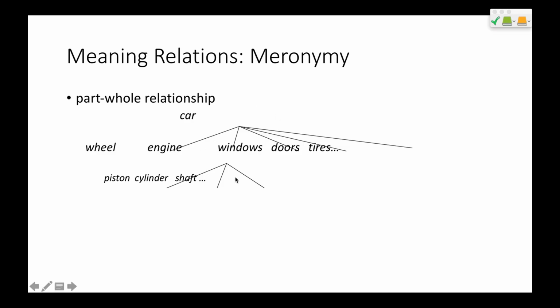There's also things in here. We've got another goofy tree. Meronymy, which is the part-whole relationship. So a car, for instance, is made up of wheels and engine and windows and doors and tires, and the engine is made up of a piston and cylinder and shaft and all kinds of other bits and pieces that go into the car. Okay?